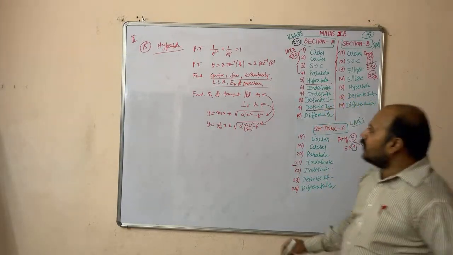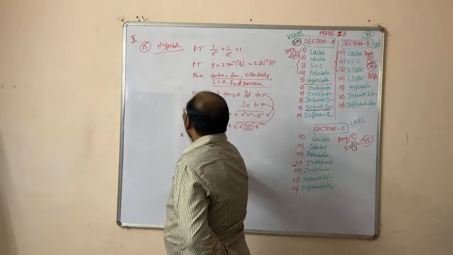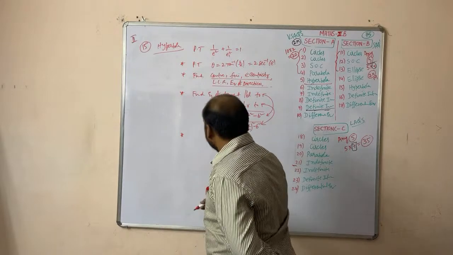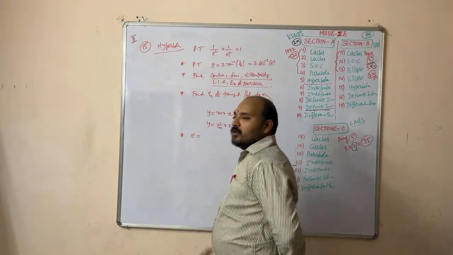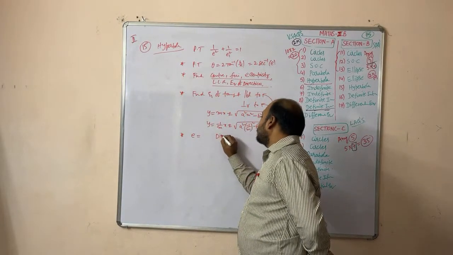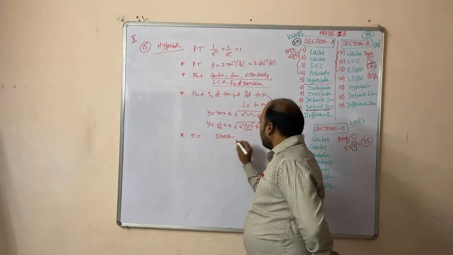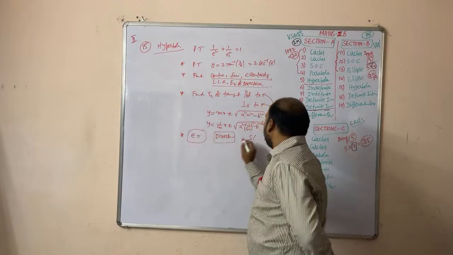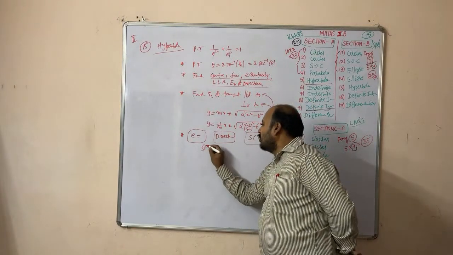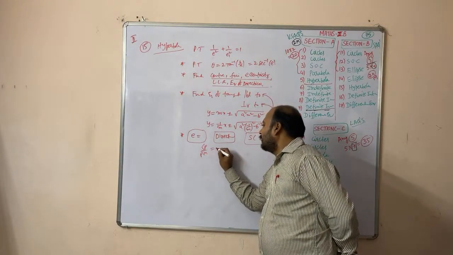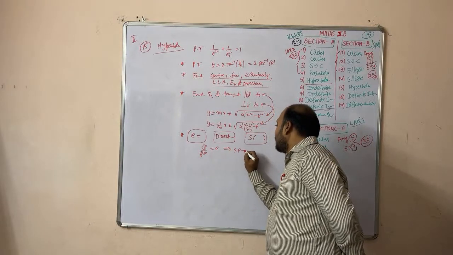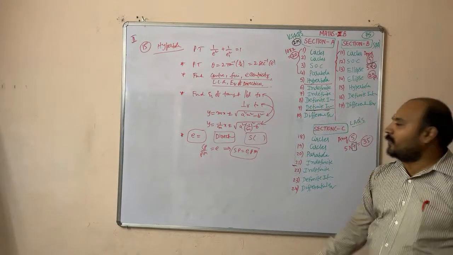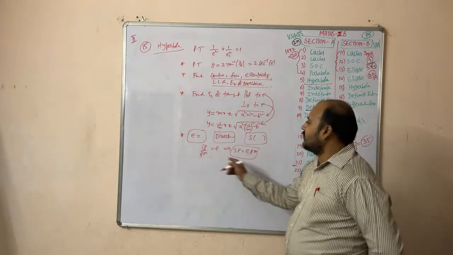And in the hyperbola also, eccentricity they will give, directrix equation they will give, and focus also they will give. So for this we can apply SP by PM is equal to e again. So that implies SP is equal to e into PM. Hyperbola, based on this you can.